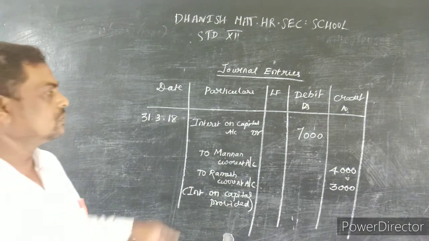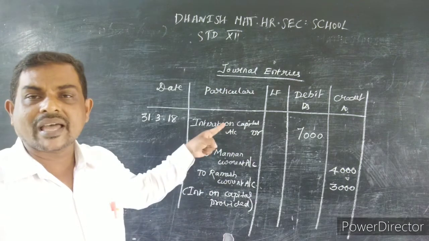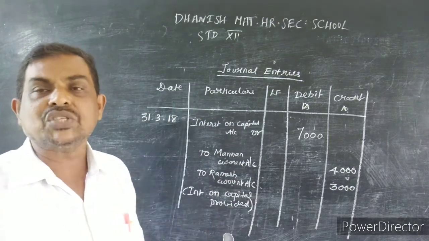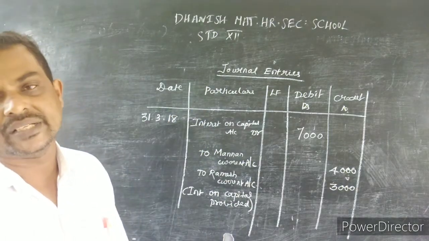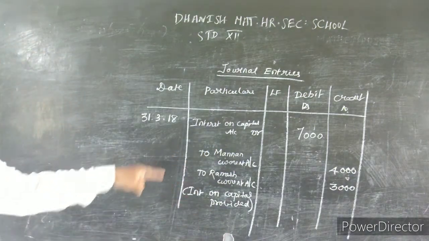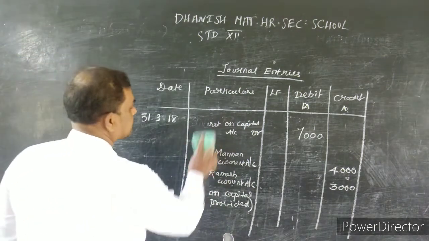Now, what is the second entry? This is the adjusting entry. After the adjusting entry, we have to pass one more entry. That is called what? Transfer entry. That is called the transfer entry. Now, I am going to write the transfer entry for interest on capital.